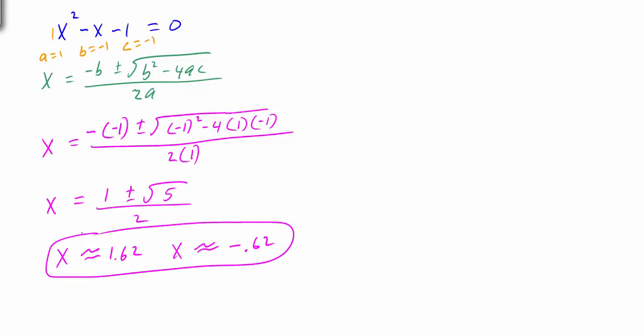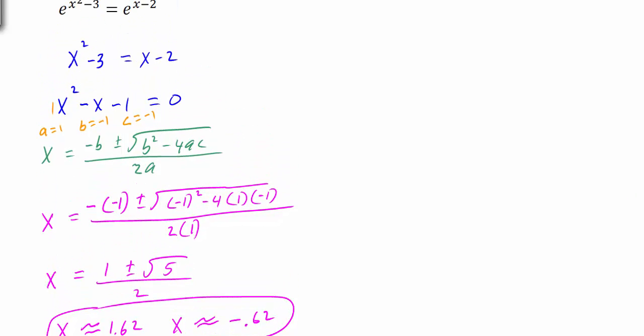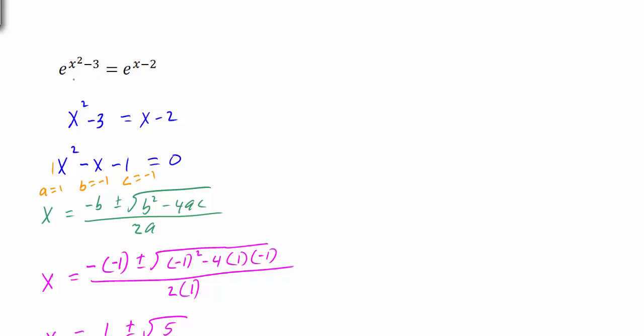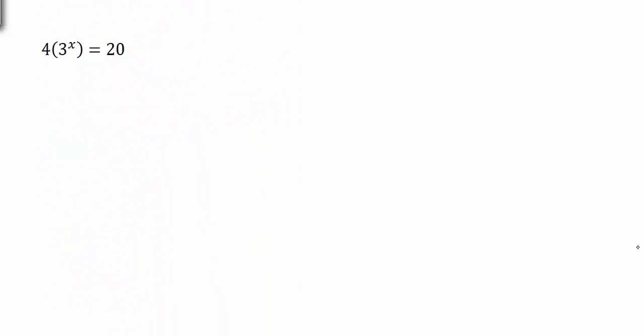So here in this case we end up with two possible answers, and that's because we have this quadratic equation. So that means for this equation, x could be either equal to 1.62 or negative 0.62. All right, one last example.